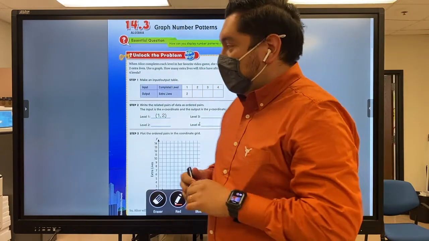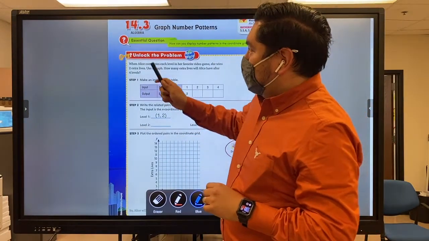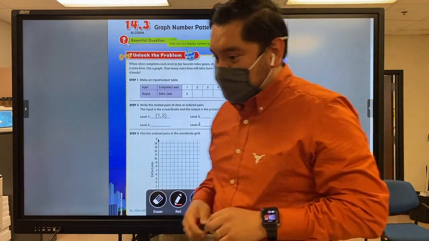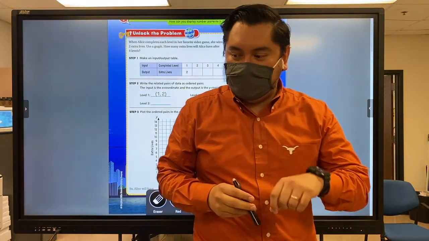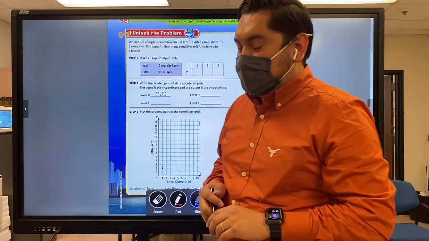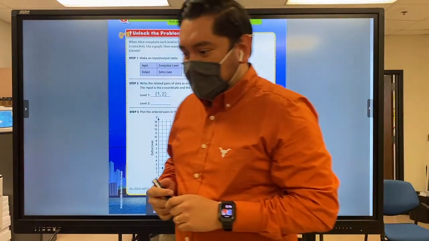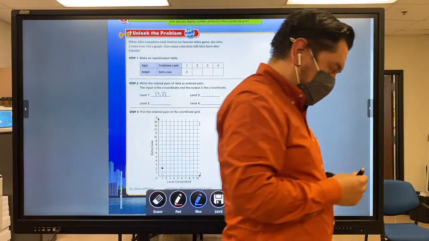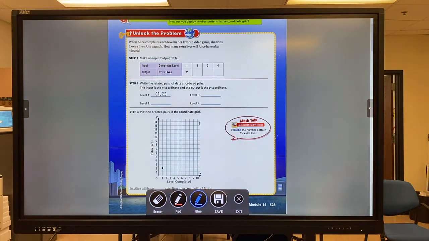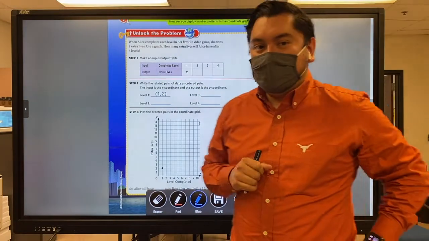For this lesson, you're going to need your Go Math books. If you could please take a moment to open up your Go Math book to lesson 14.3. That should be page 523. Go ahead and get your materials ready, including a pencil and your book, please. So I'll give you a few seconds to do that. This is volume 2, by the way. Once you have it ready, just wait for me to guide you through the first part of the lesson.